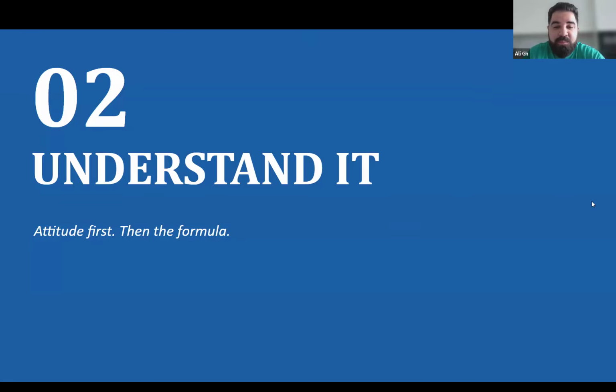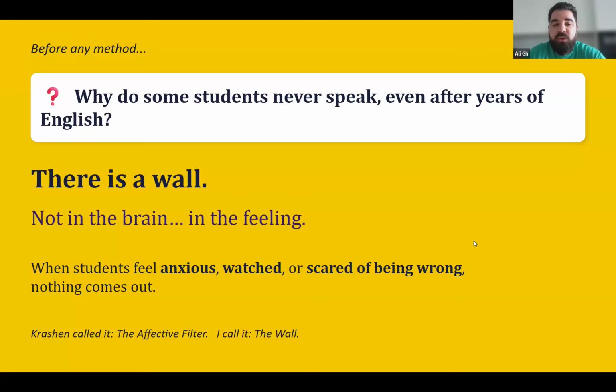So there's a wall. I call it a wall, not in the brain, but in their feeling. When students feel anxious, watched, or scared of being wrong, nothing comes out, no output comes out. Krashen called it the affective filter. I call it the wall.